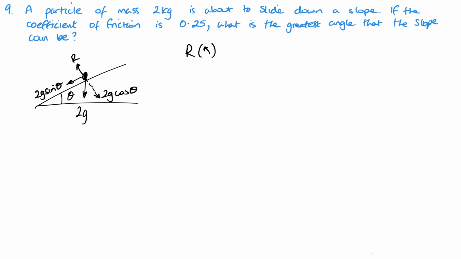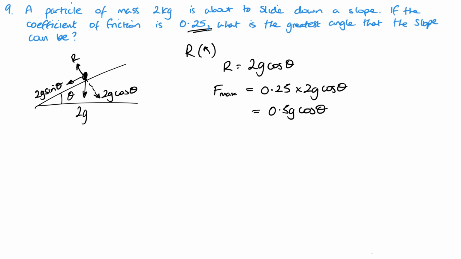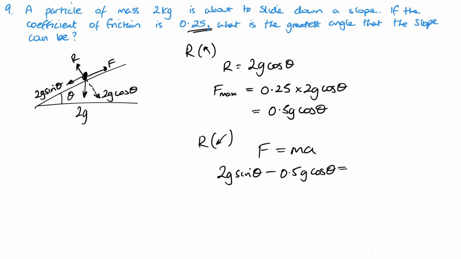Resolving first perpendicular to the slope, that gives me R equals 2g cos theta, which means that my maximum friction is 0.25 times my 2g cos theta, which is 0.5g cos theta. Now, friction is obviously going to act up the slope. So now I can resolve parallel to the slope, using F equals ma: 2g sine theta minus my friction, which is a half g cos theta, is equal to the mass, which is 2, times the acceleration.